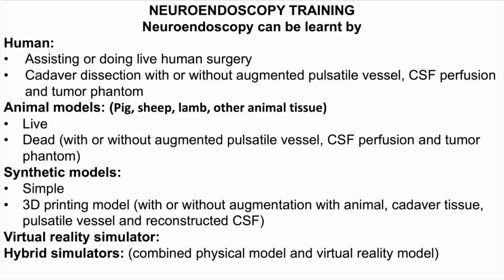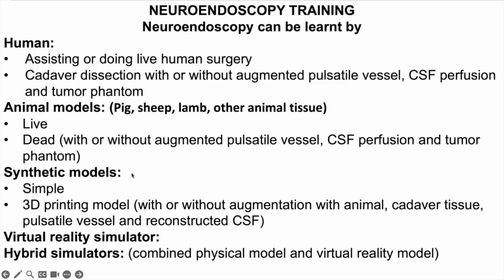Animal models also can be used for endoscopic training, and the commonly used models could be pig, sheep, lamb, because they have a similar anatomy to the human being in some of the structures. Animal tissue can be used for augmentations. This also can be done in live animals and also in dead animals with or without augmentation.